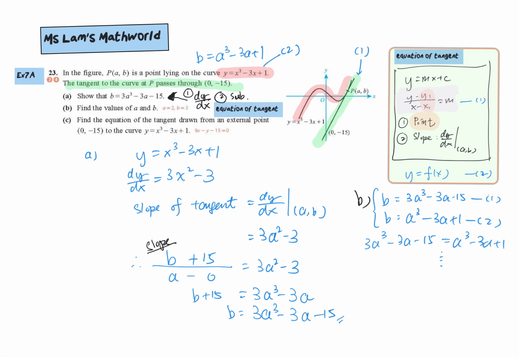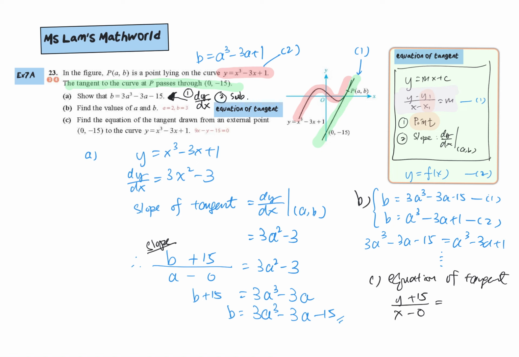So after we have done part B, we can continue for part C. For part C, we are going to find the equation of tangent drawn from external points. That means we use equation 1 to help us, with (a, b), change it back to (x, y). So this time we only get one external point, one point of contact. So we only need to do it once, which is (x, y), point-slope form.